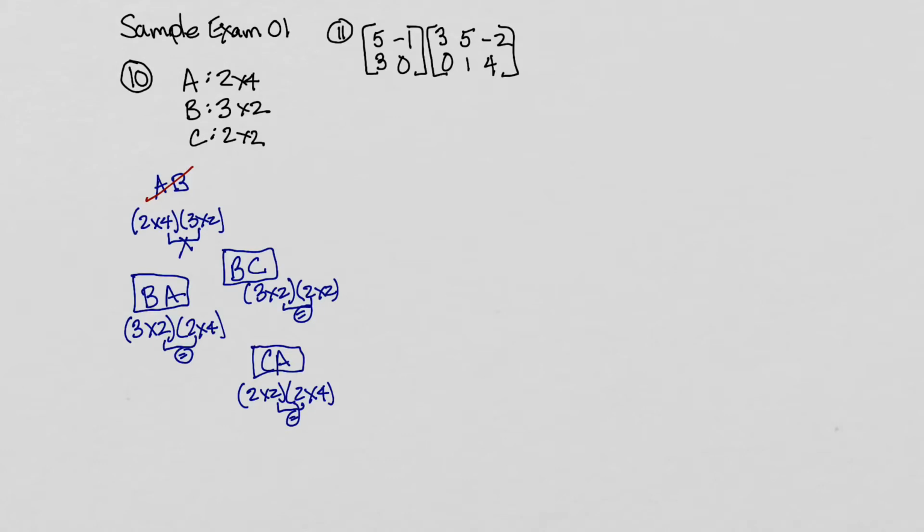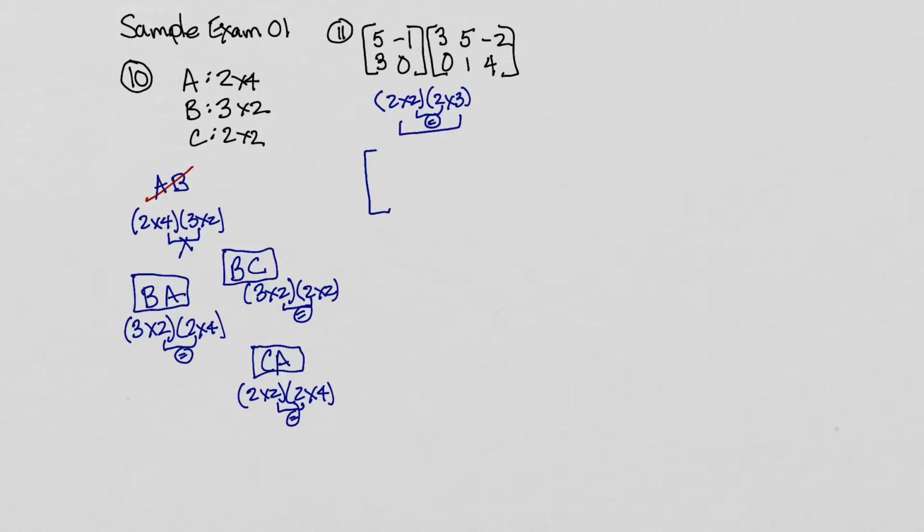Let's perform this multiplication in 11. So what we have here, first of all, we've got a 2 by 2 multiplied by a 2 by 3. So these two matrices are compatible, and we're going to end up with a 2 by 3. Let's see what we get.